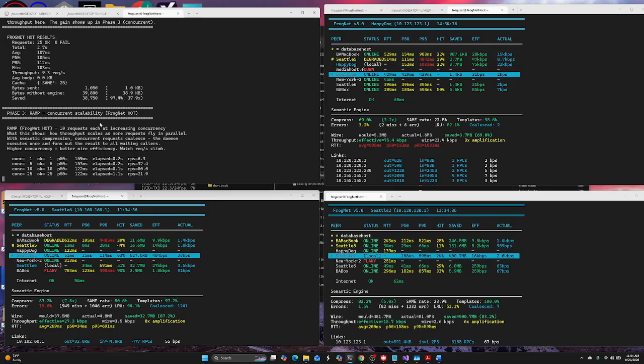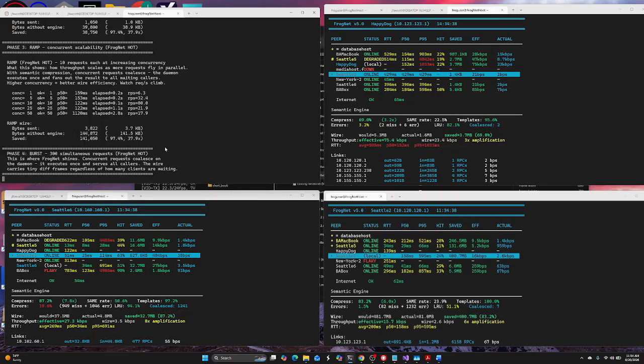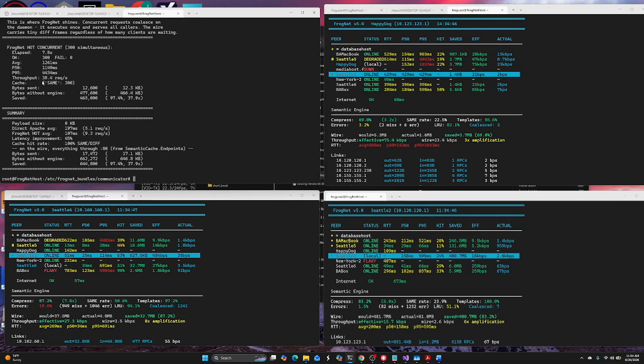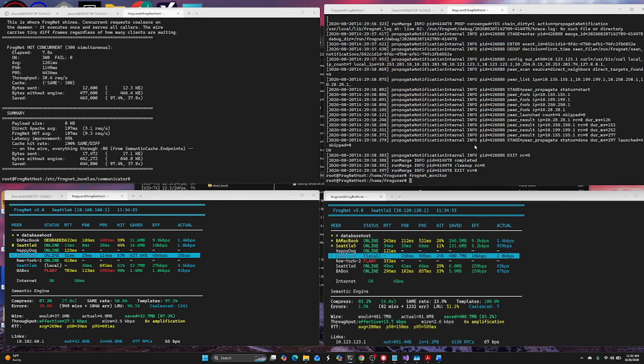We went up to 9.3 when we just switched to semantic compression. In the ramp we got up to 80, which is good. In the burst we got up to 38.4. Now that's going one direction. If we go the other direction, we'll probably see different numbers.